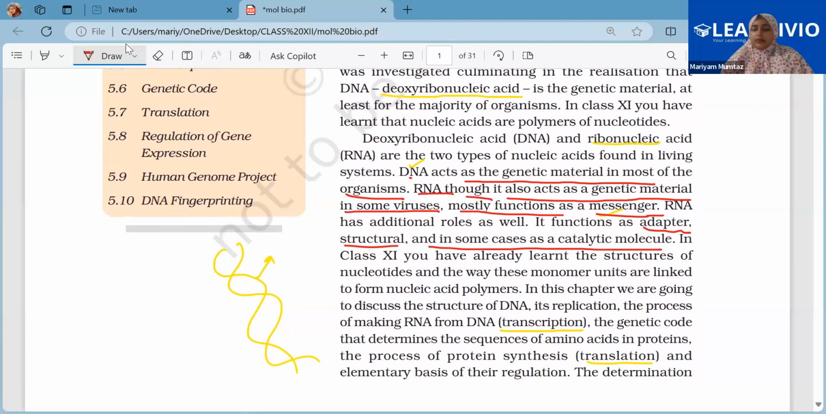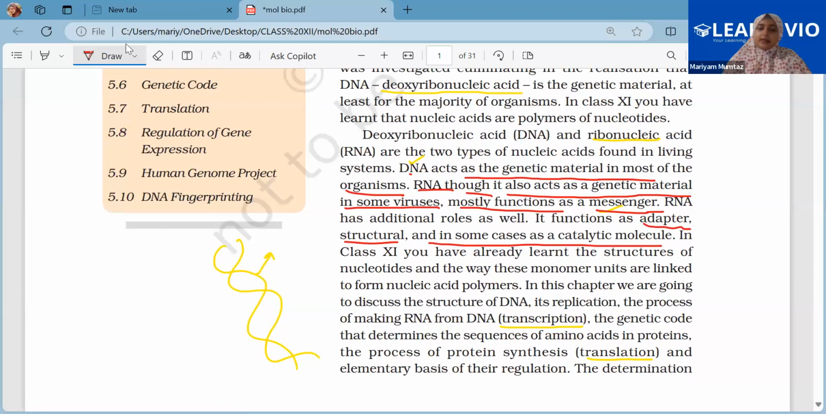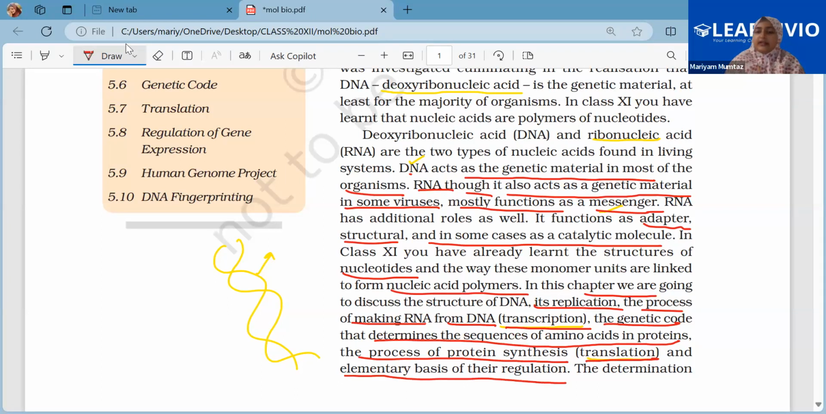Now, we know how nucleotides are made up, right? They are made when the nucleoside combines with the phosphate group, and the way these monomer units are linked to form the nucleic acid polymers. In this chapter, we are going to discuss the structure of DNA, its replication, the process of making RNA from DNA, transcription, the genetic code that determines the sequences of amino acid in proteins, the process of protein synthesis, that is translation, and the elementary basis of their regulation.